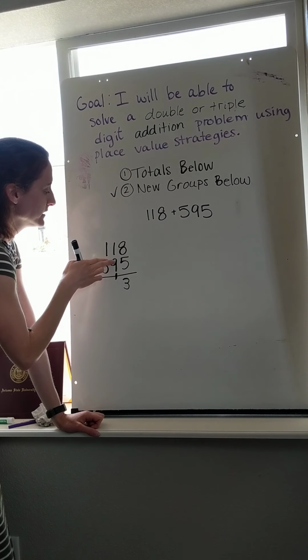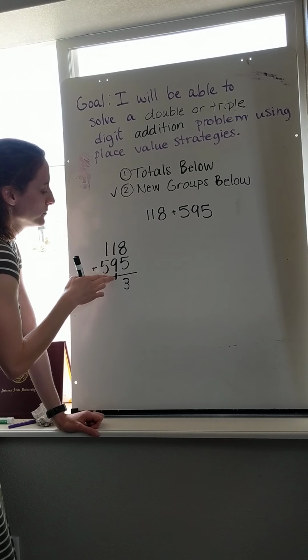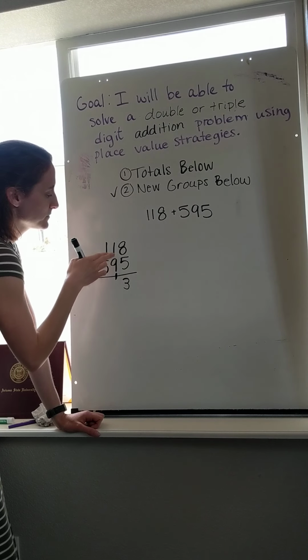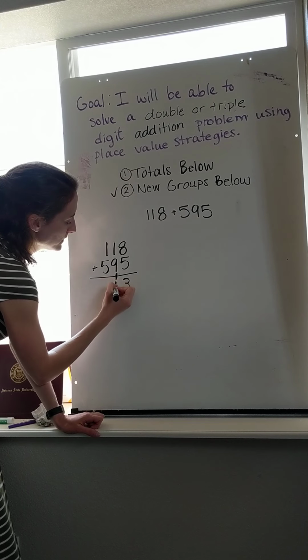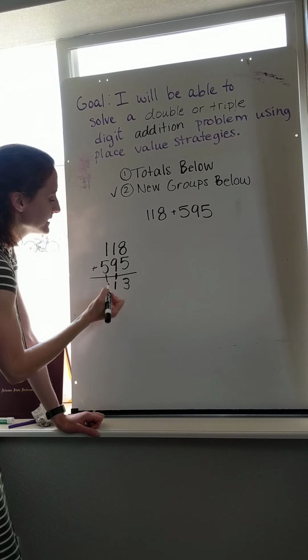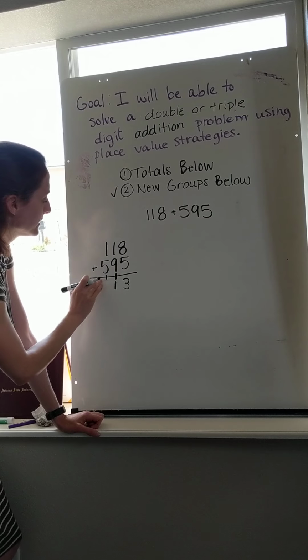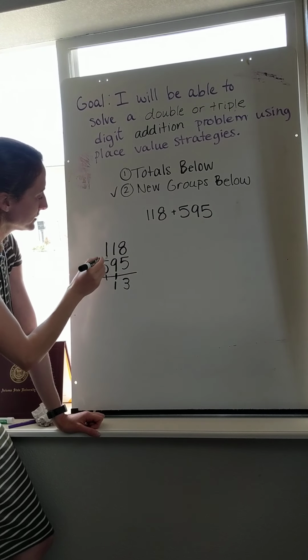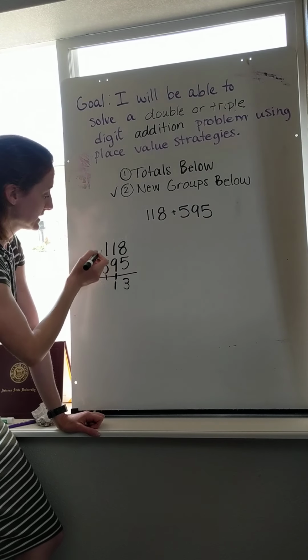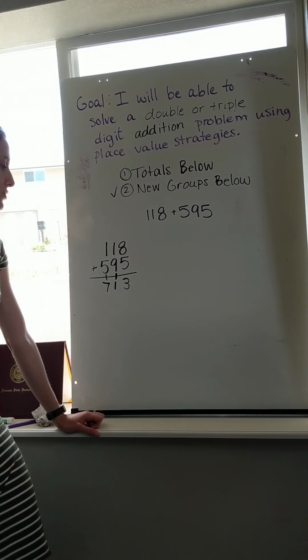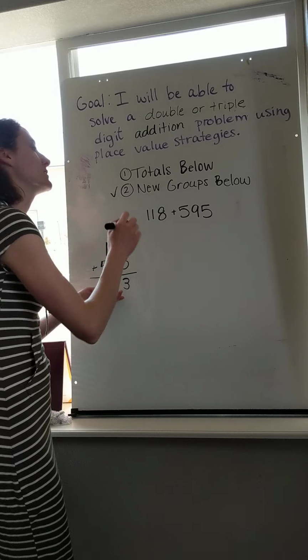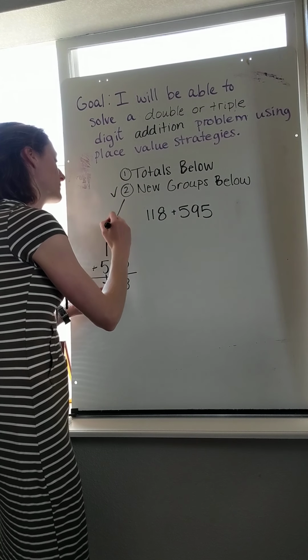Now I have 9 tens plus 1 plus 1 more 10. 9 tens plus 1 ten is 10 tens plus 1 more is 11. So that's 110. I move my 10 tens over here to my hundreds place. Now I see I have 5 hundreds plus 100, that's 600, plus one more is 700. So my answer should be 713. This is with my new groups below strategy, okay?